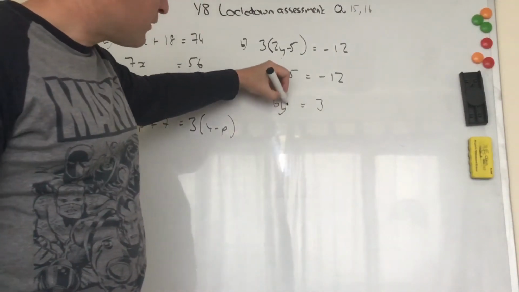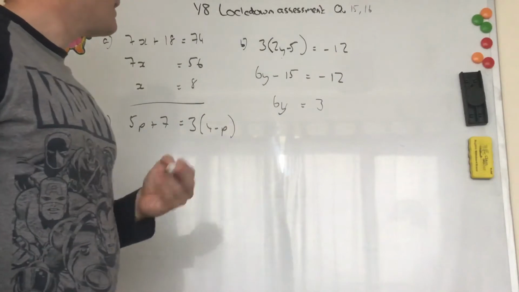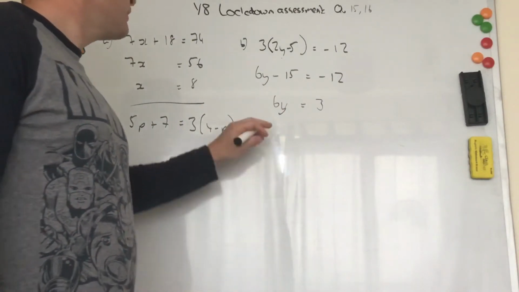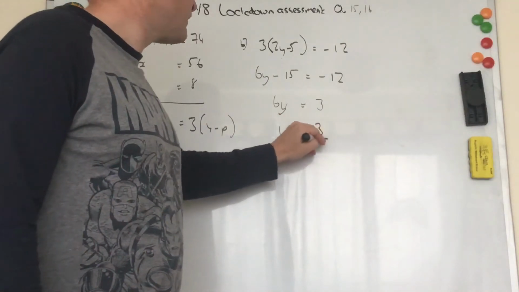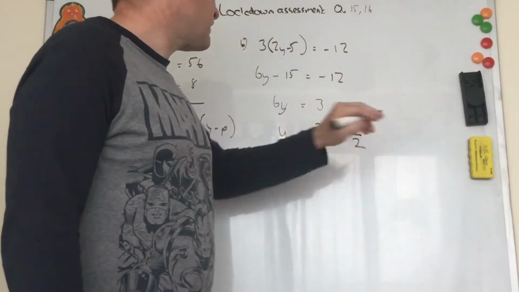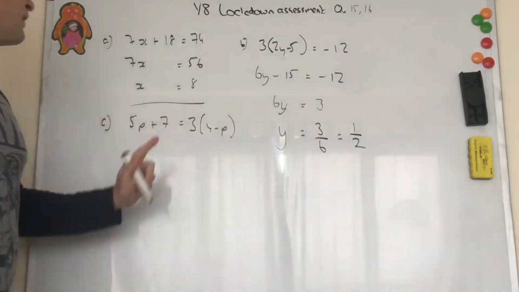A lot of people got this far and then just messed up because their heart told them the answer should be 2. We divide by the number of y's we got, so we divide by 6. y equals 3 divided by 6, which cancels down to a half. Okay, and the last one.